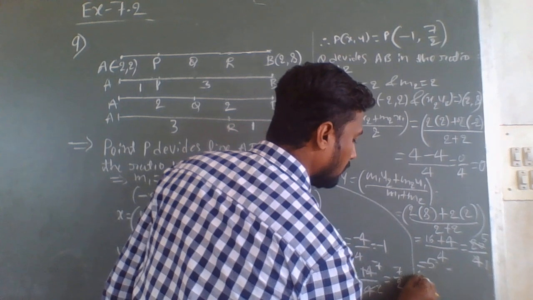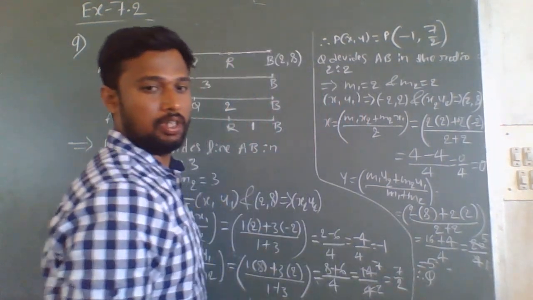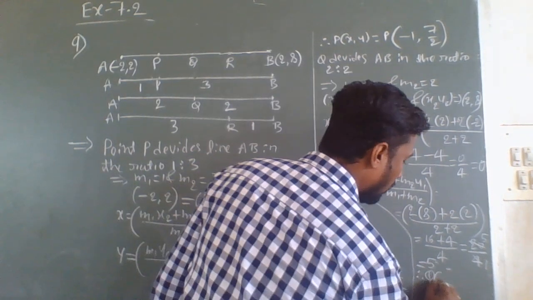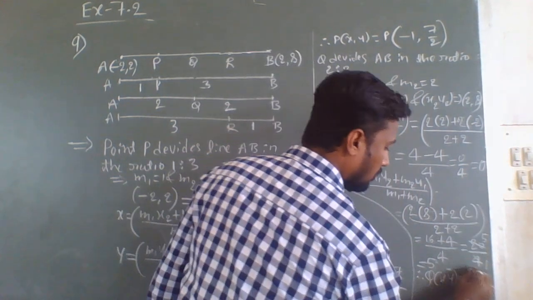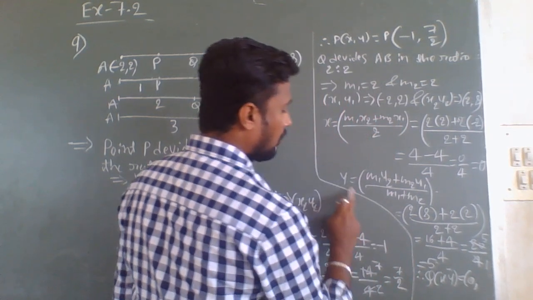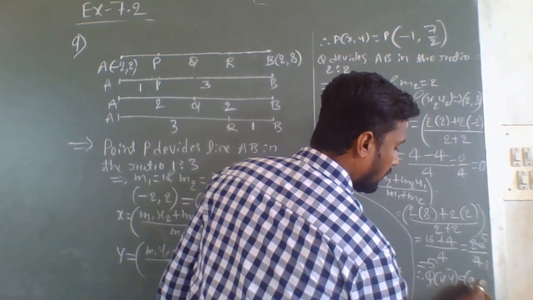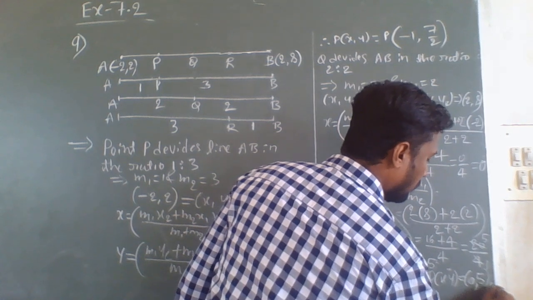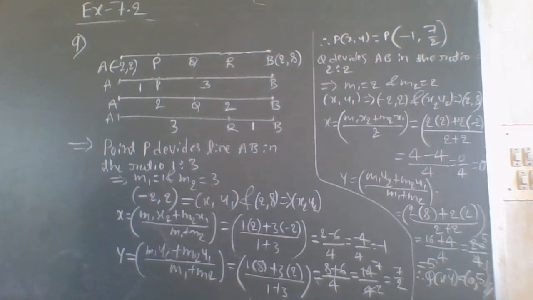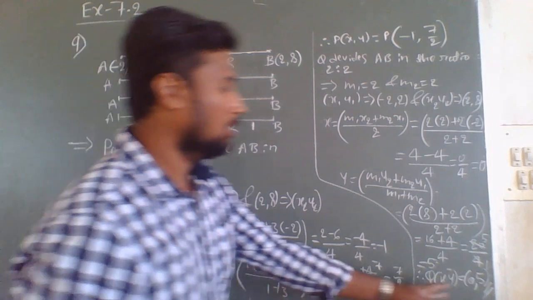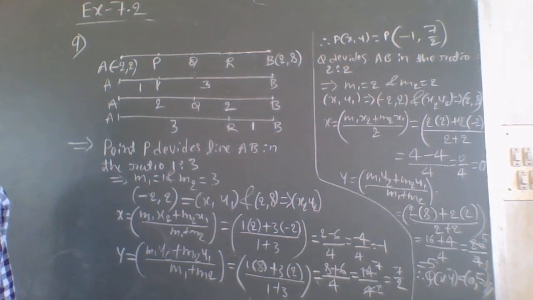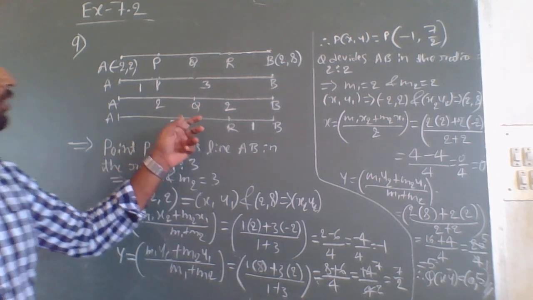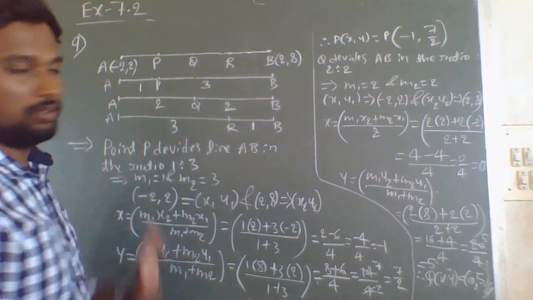Therefore, what can we write? The point Q coordinate values x and y are: the x coordinate value is 0 and the y coordinate value is 5. Therefore, 0 and 5 are the coordinate values of point Q. Like this only, calculate the coordinate values of point R.